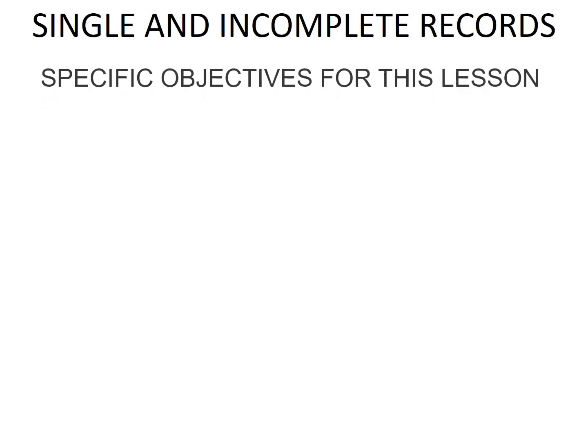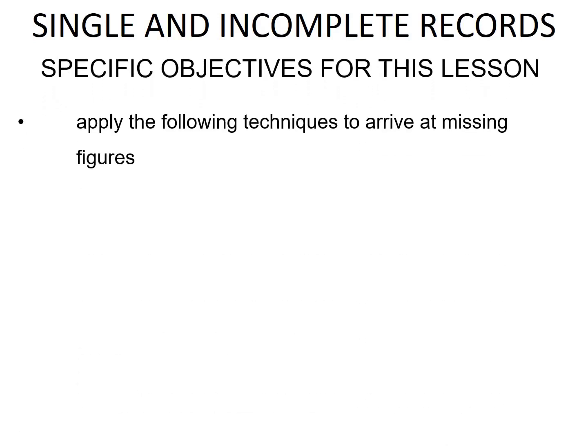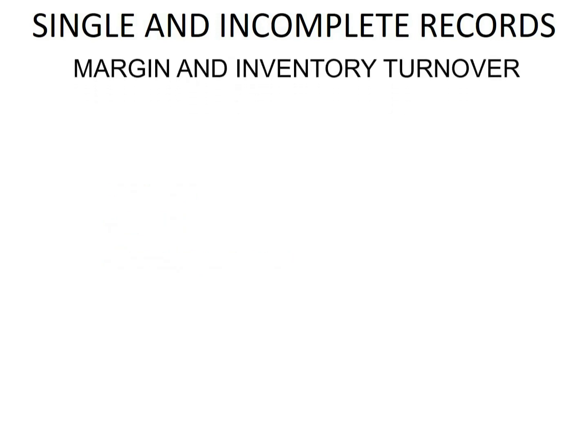We will still continue with single and incomplete records, and the specific objective for this lesson is to apply the following techniques to arrive at the missing figures. The missing figures are markup, margin, and inventory turnover. Now let's have a look at markup.